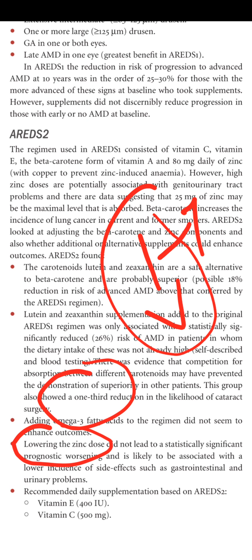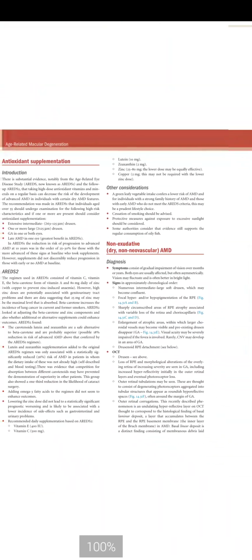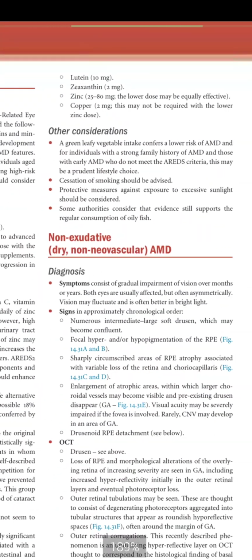The recommended daily supplementation in AREDS 2 was vitamin E, about 400 international units; vitamin C, 500 milligrams; lutein, 10 milligrams; zeaxanthin, 2 milligrams; and zinc, 25 to 80 milligrams, where the lower dose may be equally effective. Copper, 2 milligrams, may not be required with the lower zinc dose.